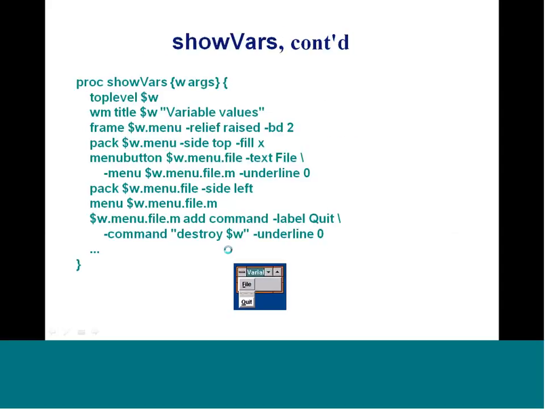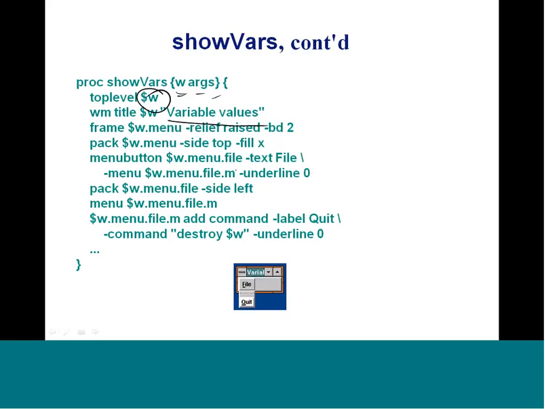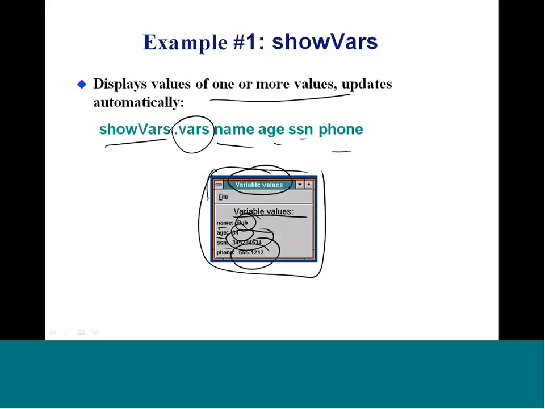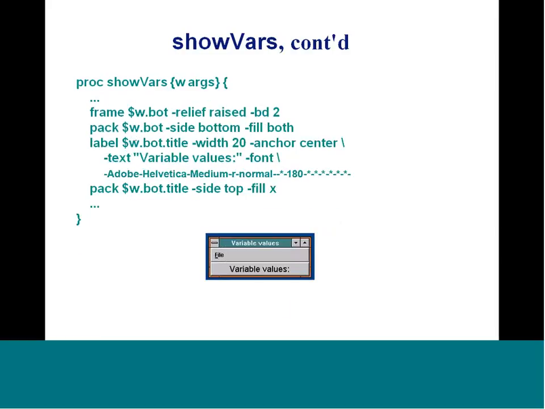So here is the show vars procedure. Again it takes the window and then the arguments. This is the top level. Again we name the window title as variable values, as you can see it's displayed here. And then we specify what kind of frame we want, which defines all the frame elements, how that frame is defined. And the frame is essentially for the menu button.